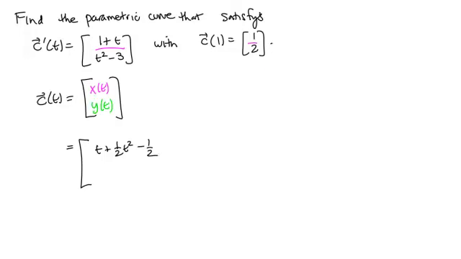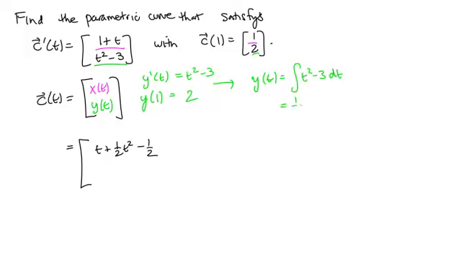All right, now let's do this for y of t. We know what the derivative of y of t needs to be. It needs to be t squared minus 3. And we also know what y of 1 needs to be. It needs to be 2. And so we can work out what y has to be. y has to be an antiderivative of t squared minus 3. So that means it's got to take the form 1/3 t cubed minus 3t plus some constant, a different constant than last time. How are we going to figure out what this constant is?